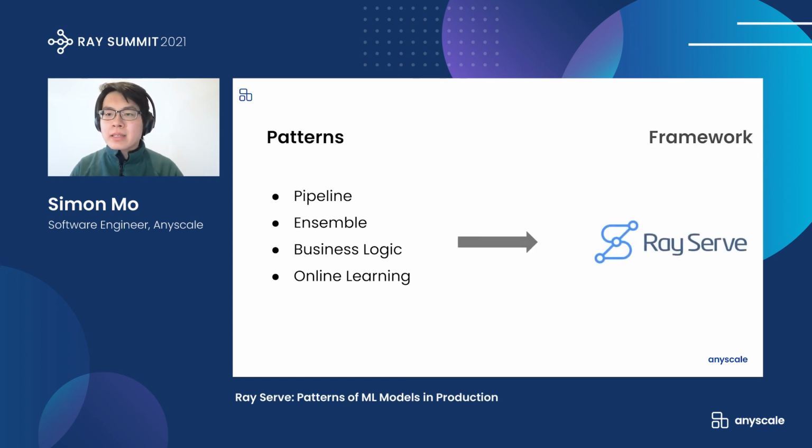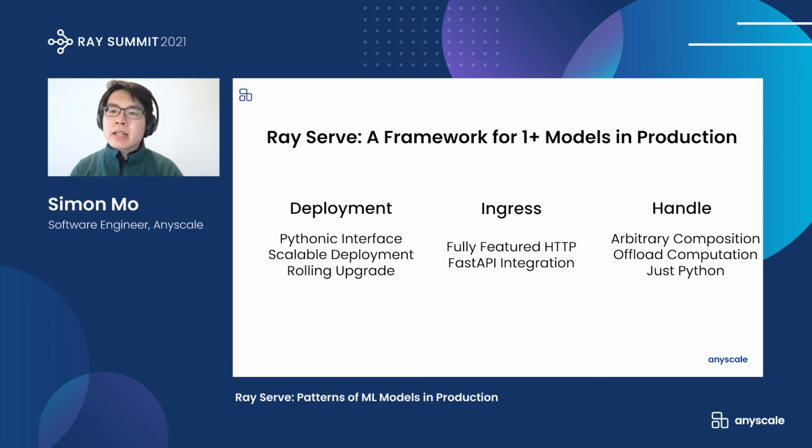Serve is built for scaling out with more than just one model replica in production. It has three core concepts and APIs. Deployment helps you to create scalable deployments and update them over time. Ingress helps you integrate with fully featured HTTP applications. And lastly, Handle enables arbitrary nesting and composition of the deployments.